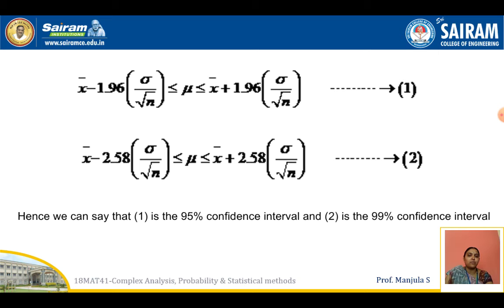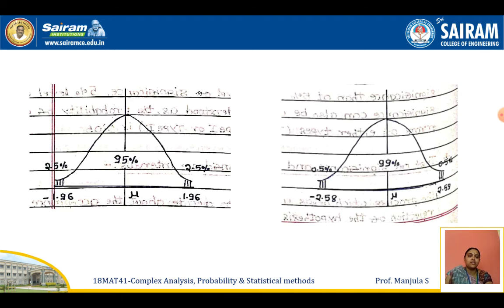So that we can represent in the form of an equation like this. x bar minus 1.96 sigma divided by root n is less than or equal to mu, less than or equal to x bar plus 1.96 into sigma divided by root n. Take this as equation number 1. Similarly, the next equation will be x bar minus 2.58 sigma by root n less than or equal to mu less than or equal to x bar plus 2.58 sigma divided by root n. Take this as equation number 2. Hence, we can say that equation 1 is the 95% confidence interval and equation 2 is the 99% confidence level.